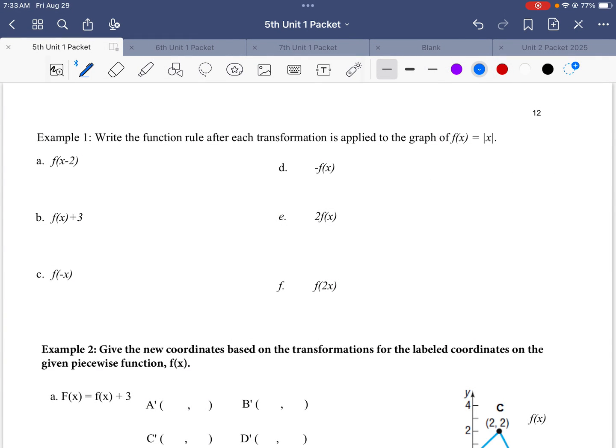Okay, part 2 of lesson 1.6. This is all about transformations. It seems that most of you have a good grasp on transformations. So in general, I'm just going to write the form of a transformed function. So we have f of x.